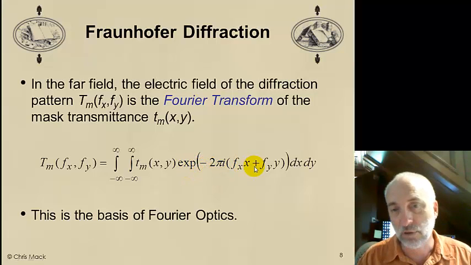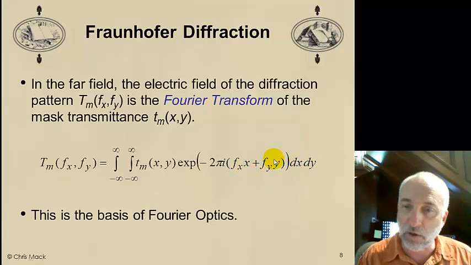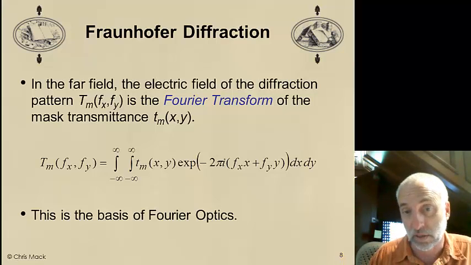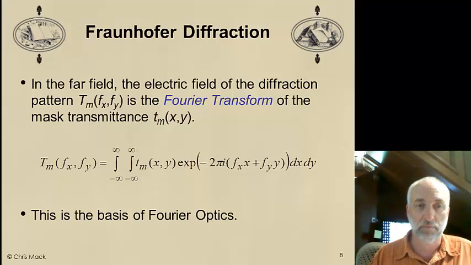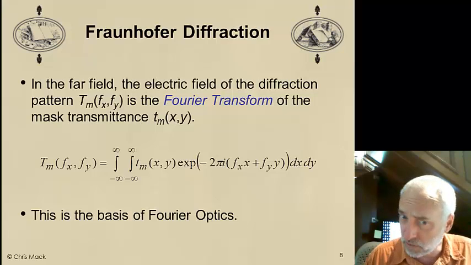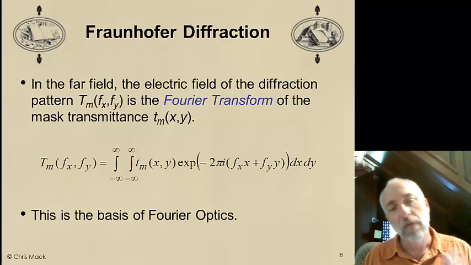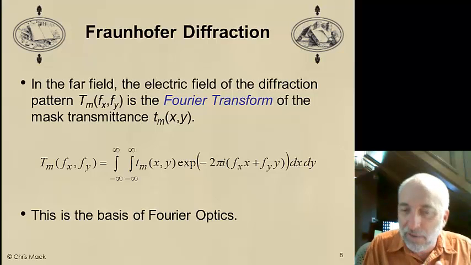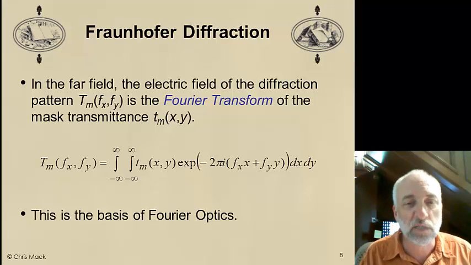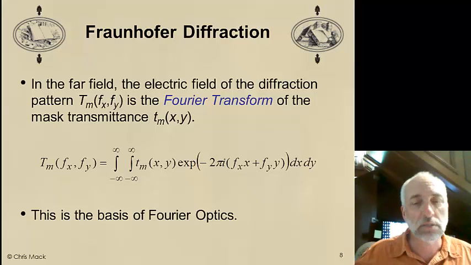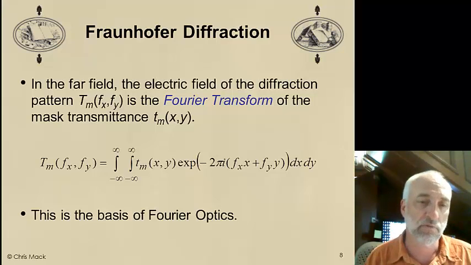Then we have this exponential minus i times 2 pi fx times x plus fy times y, and then I integrate over the whole mask. This is that summing up of all the point sources that Huygens Principle tells us about. And this is how it works out mathematically. This equation is an approximation, which is true as long as I'm a fair distance away from the mask. If I want to know what the diffracted light looks like very, very close to the mask, I have to use a more complicated expression, a more rigorous and more exact expression for how light is diffracted. But I'm not interested in that.